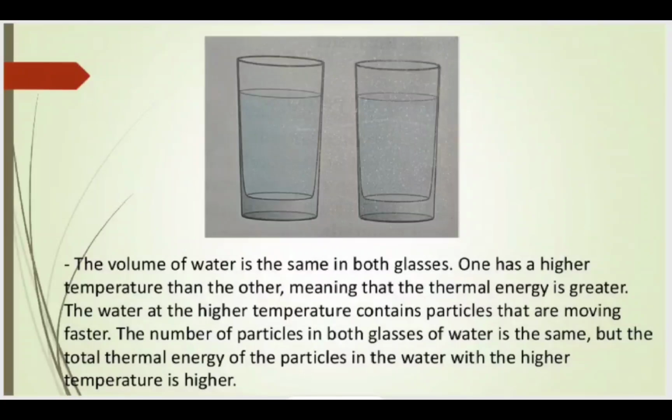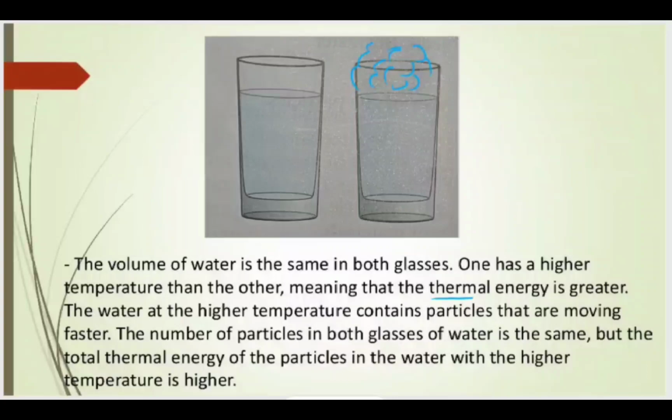Now look at this. We have two glasses and both the glasses have the same amount, the same ml, of water in them. But what is the difference between them? One glass has water which is at room temperature, and the other glass has water at a higher temperature. So the volume of water is the same in both glasses. One has a higher temperature than the other.